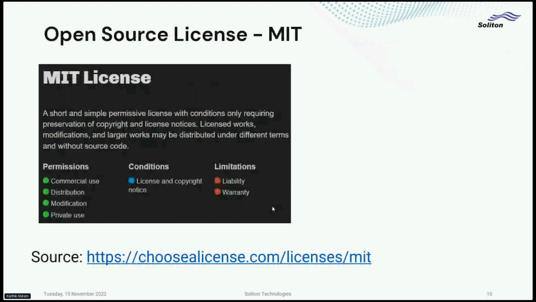So for Drona, we went with the MIT open source license, which means that it can be used commercially. You can freely distribute it, you can modify it, and you can use it privately. The only condition is that the license and copyright notice should be retained. And the limitation is that no liability or warranty claim is possible. So that is what we have gone with for Drona.